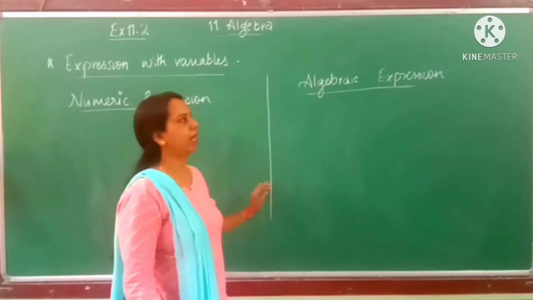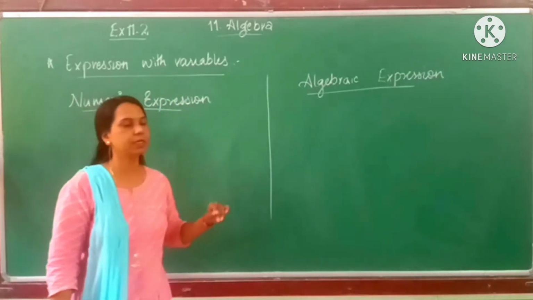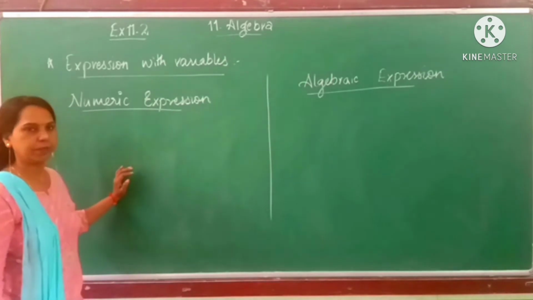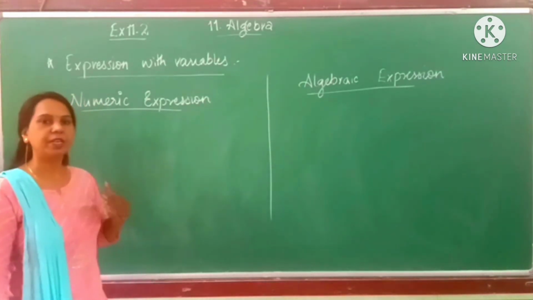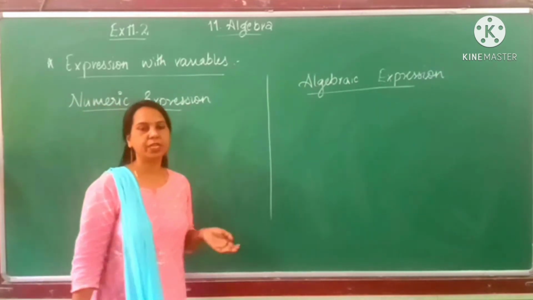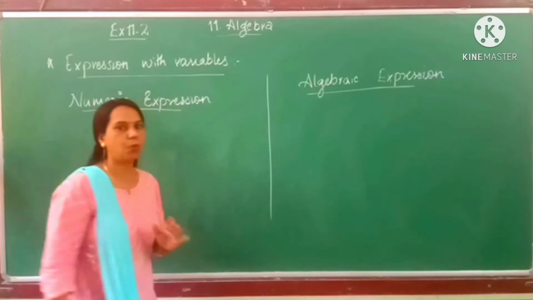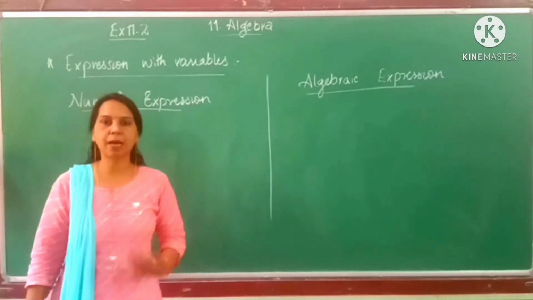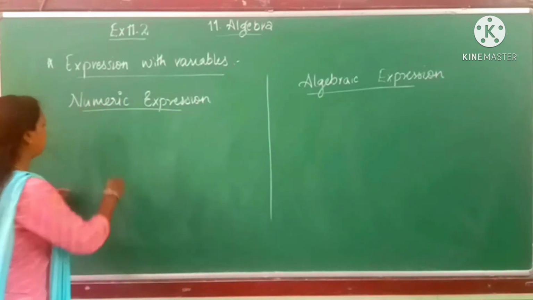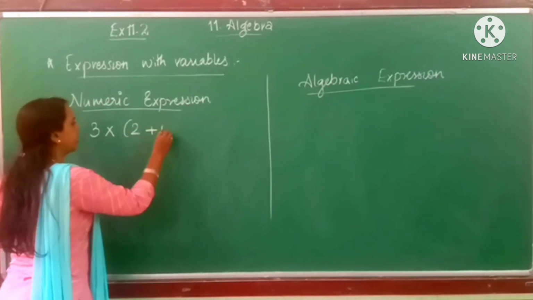Students, today we are going to continue with a new topic, that is expression with variables in the chapter Algebra. First we have gone through numeric expressions, where we do all the operations of addition, subtraction, multiplication and division. Let us see one example. In a numeric expression we use numbers, for example 3 into 2 plus 10.